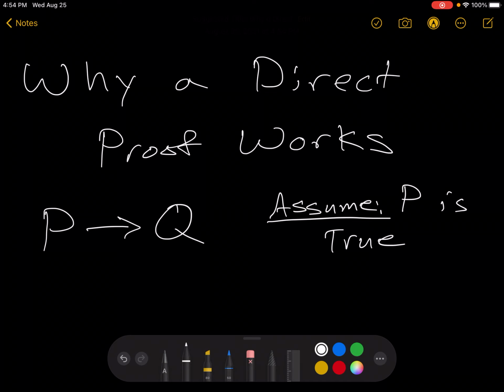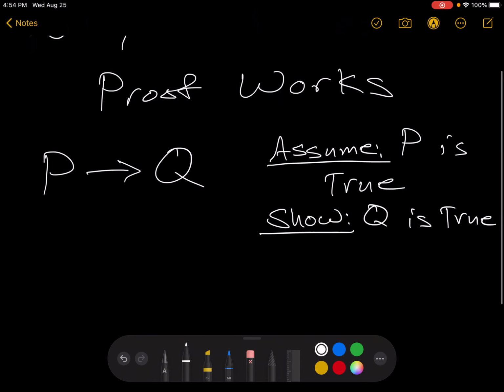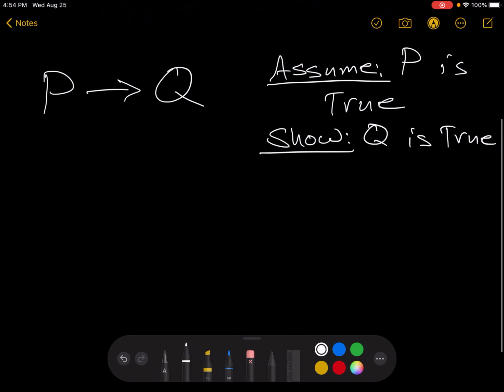And what you want to show is that Q is true. And students often have a hard time with this whole assumption that P is true. They say, hey, that doesn't make sense. How can you assume that P is true? And that's a very good question, and I want to answer that now. I want to show you why you can assume P is true. All right, well, it all comes down to the definition of P implies Q.